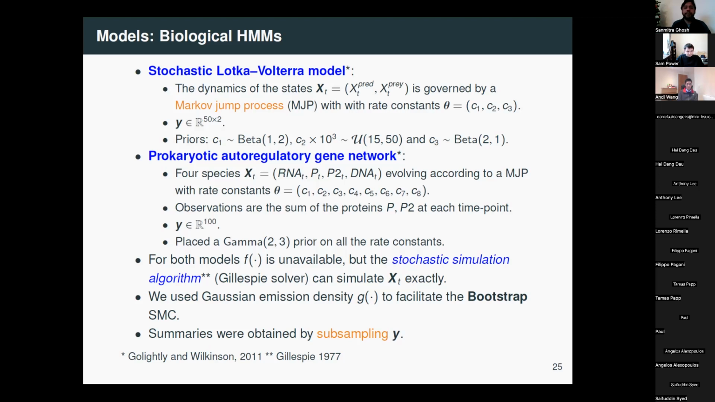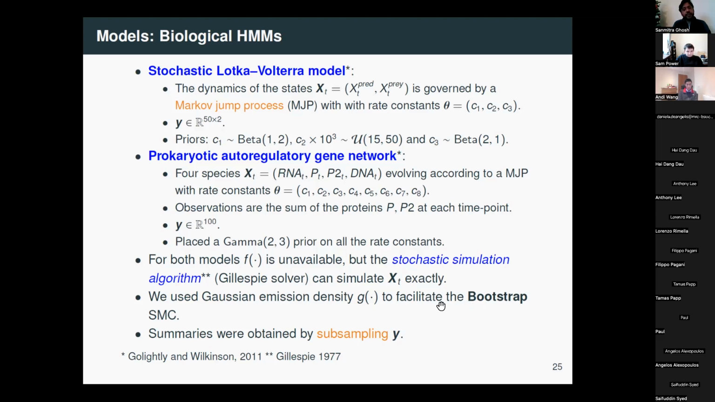Obviously, it's a very simple benchmark toy model, but these are good enough to play with, right? And we have chosen the likelihood density, or the emission density, to be just a Gaussian density so that we can use bootstrap SMC. Otherwise, we had to compare all sorts of SMC. But we know that when G is given, bootstrap SMC will perform better than the ABC alternatives of SMC, obviously.